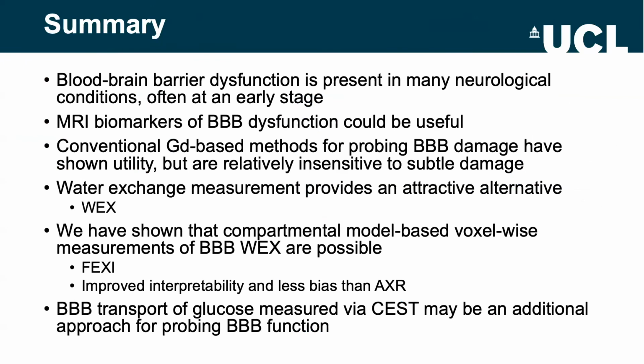So in summary, I think I'm roughly on time, which is good. Hopefully I've made the case that the blood-brain barrier is an important organ to study because it is involved in so many neurological conditions. I've demonstrated that we can measure it using 3 different approaches, so gadolinium-based methods, water exchange methods, and also potentially at the end glucose-based measurements as well. And so one of the things that I'm really interested in is bringing all of these methods together to give a more comprehensive assessment of blood-brain barrier function. And so my group's going to be working on that over the next years.